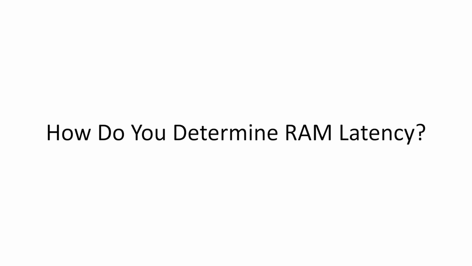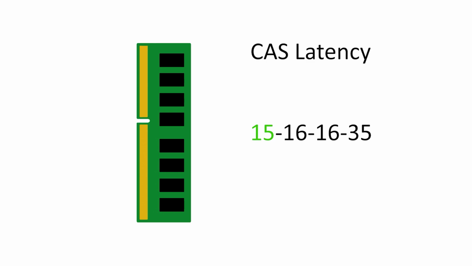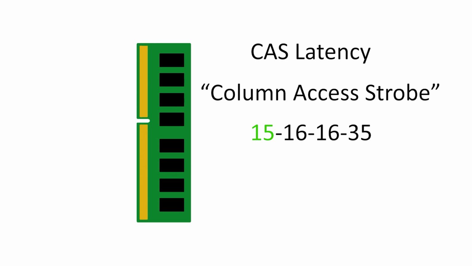How do you determine RAM latency? This is where CAS comes in. To understand how fast your RAM actually is, you must look at its memory timing. It will be listed alongside the RAM with numbers presented in this format, 15-16-16-35. The first column represents CAS latency, also known as column access strobe.